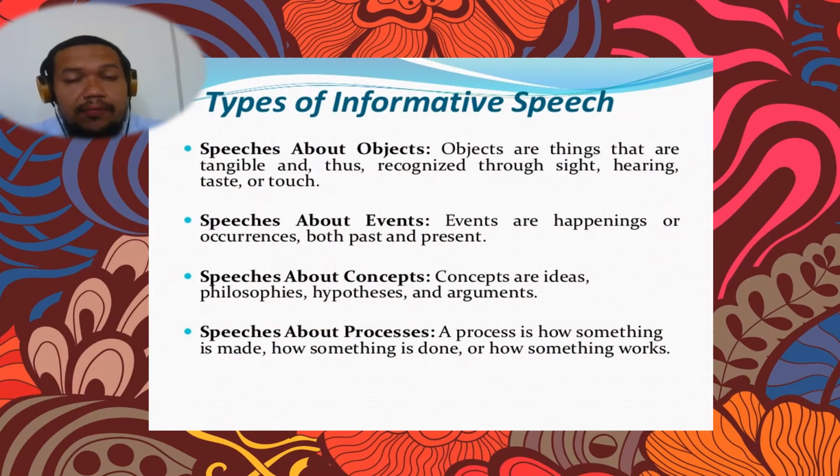There are several types of informative speech that you have to know. You can also refer to the module. Basically, we have four categories of informative speech. First is speeches about objects, where you refer to things, places or people, using your five senses: sight, hearing, taste, smell or touch. Usually we use this kind of speech.